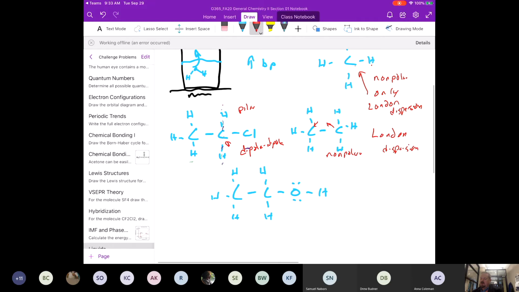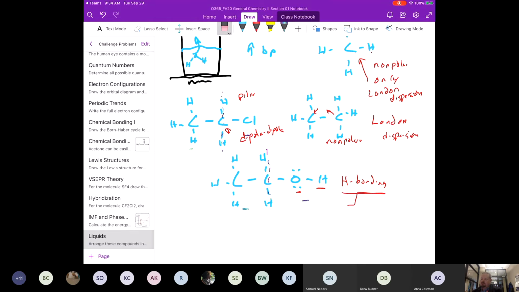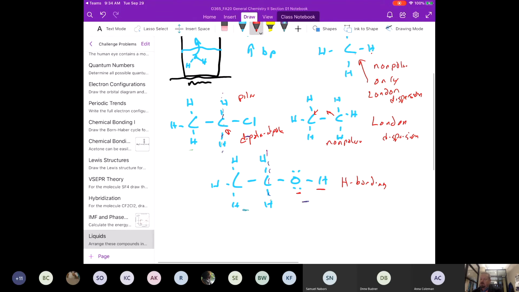And then finally down here at this one, again, if we separate this molecule through the center, this side doesn't look like this side, so it becomes polar. And it has dipole-dipole, but now we have this hydrogen directly bound to the oxygen, so this one has hydrogen bonding as its strongest. So that means that the stronger the interaction, the higher the boiling point. So this one being the strongest would have the highest boiling point.